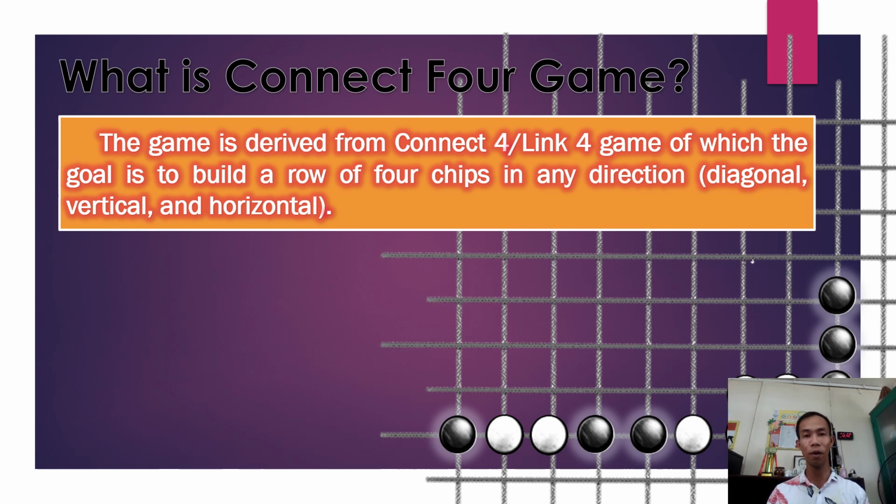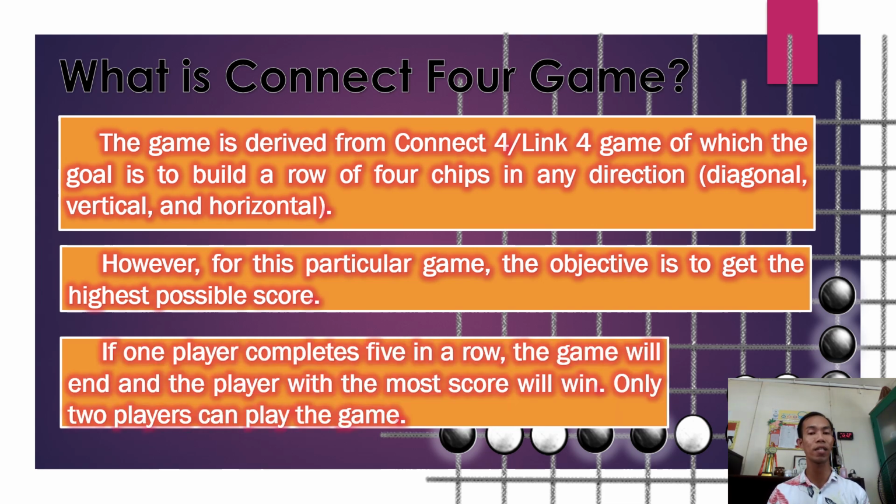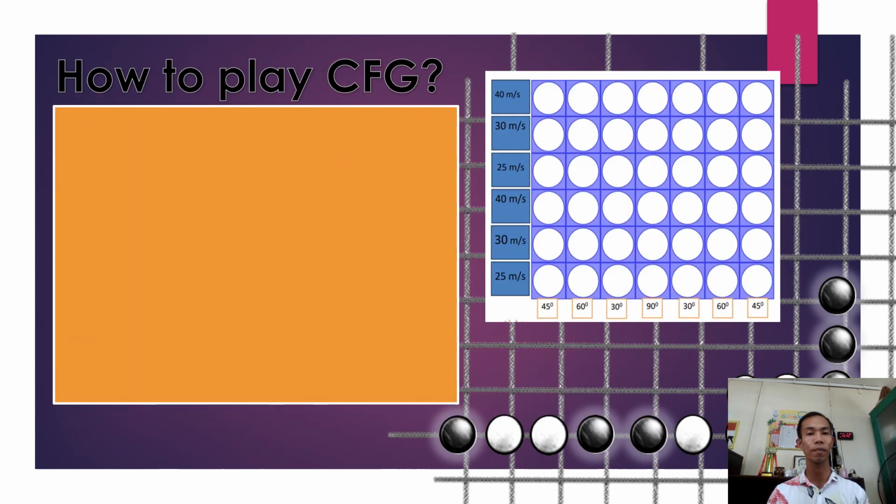What is the Connect 4 game? The game is actually derived from Connect 4 or Link 4 game, of which the goal is to build a row of 4 chips in any direction, either diagonal, vertical, or horizontal. However, for this particular game, the objective is to get the highest possible score. And if one player completes 5 in a row, the game will end and the player with the most score will win. Only 2 players can play the game.